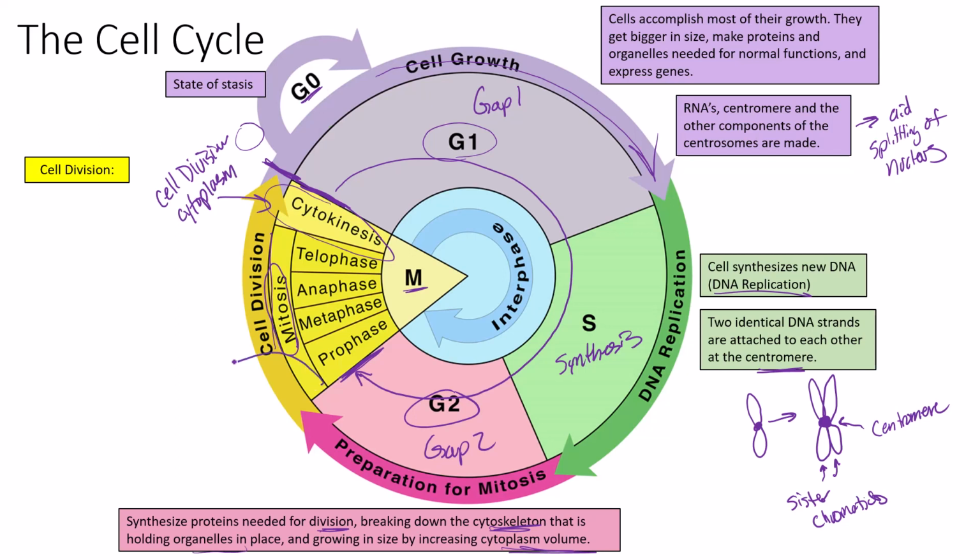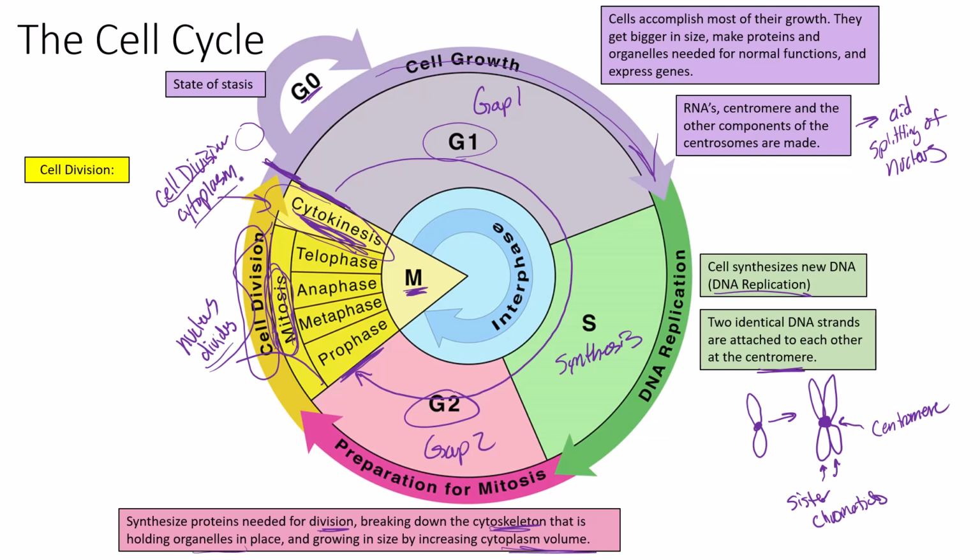M phase, in contrast, is part of cell division in which the nucleus divides. So if you talk about what cell division as a whole is, it is made up of mitosis and cytokinesis. So M phase is cytokinesis and mitosis. Mitosis divides the nucleus. Cytoplasm is divided via cytokinesis.